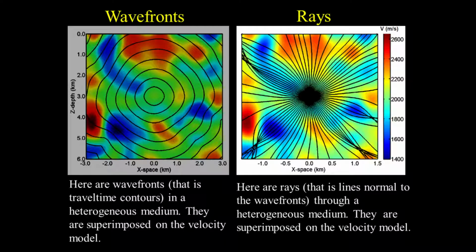On your right, we have rays, that is, lines normal to the wavefronts, through a heterogeneous medium. They are superimposed on the velocity model. For an inhomogeneous medium, the shape of wavefronts can change with time. Therefore, since the rays are normal to the wavefronts, their paths will also change with time. We have bending rays. Notice the rays bend inwards in regions with low velocity, the blue regions, and outwards in regions with high velocity, the red regions.